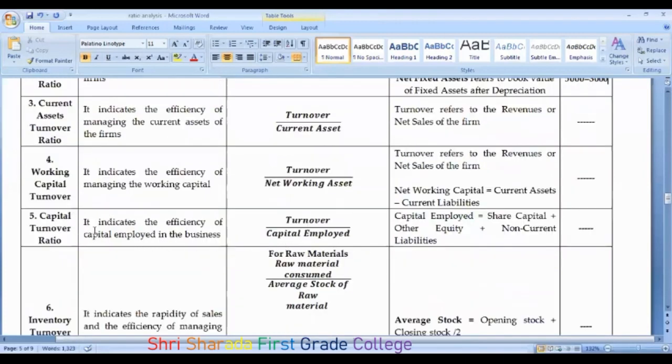The capital turnover ratio also indicates the efficiency of the capital employed in the business. So turnover will be compared with the capital employed. So what is capital employed? Capital employed is nothing but the share capital plus the other equity and also the non-current liabilities.